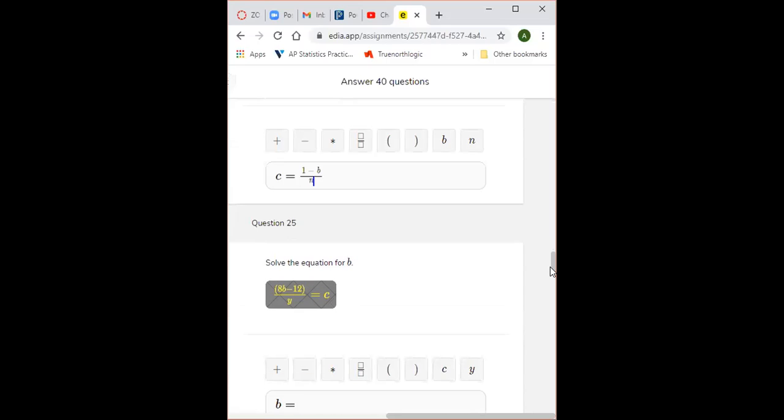All right, look at this crazy one right here on 25, just to give you an example. It just groups these together. 8b minus 12 over y equals c. I'm going to solve for b. So if we cover up b, what's on the same side but not with it? This divide y. How do I get rid of a divide y? Times y. So again, don't worry that it's a letter. We can get rid of it the same exact way we would a number. That leaves me with 8b minus 12 equals cy. You can put the times symbol in there. It's going to count it exactly the same, okay? So don't stress about that.